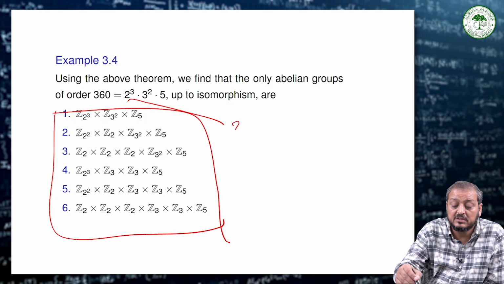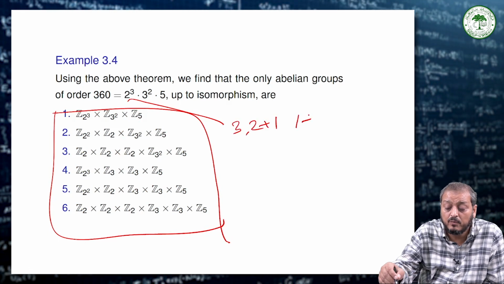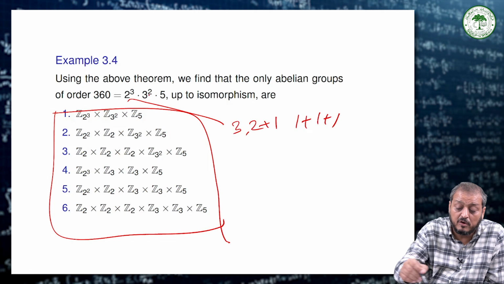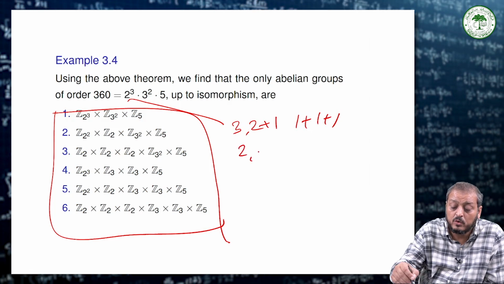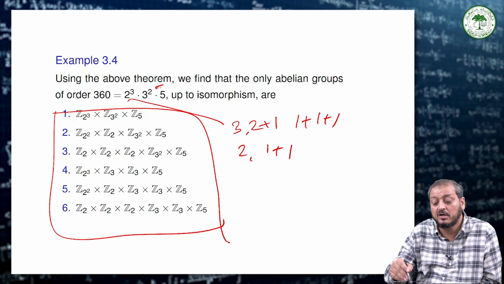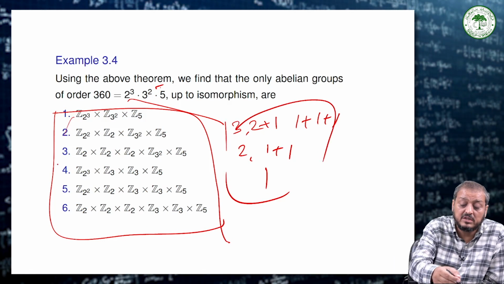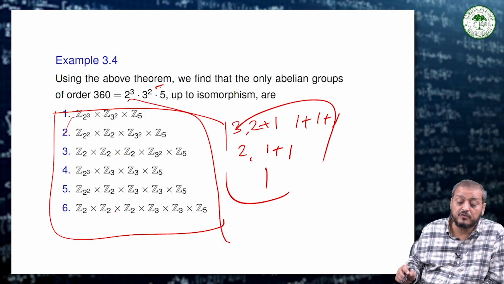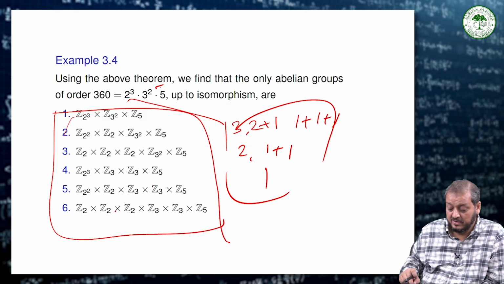From 3 we have 3 possibilities: 3, 2 plus 1, and 1 plus 1 plus 1. From 2 we have 2 possibilities: 2 and 1 plus 1. And for 5 there is one possibility. So in total there are 6 groups up to isomorphism, by the previous theorem.